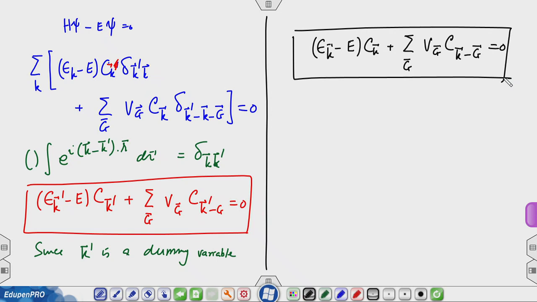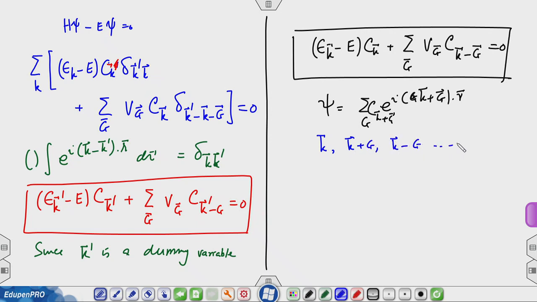That is the equation we get from this. Now, since we write psi as summation over g of e raised to i (k plus g) dot r times C of k plus g, I can write this equation for anything. I can write this for k, I can write this for k plus g, I can write this for k minus g, and so on.